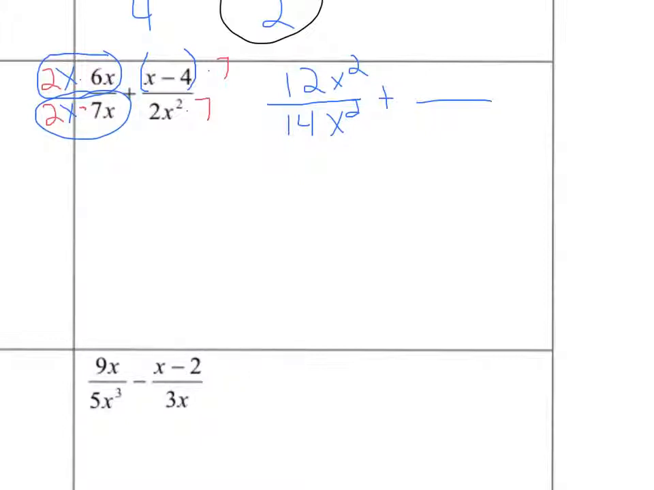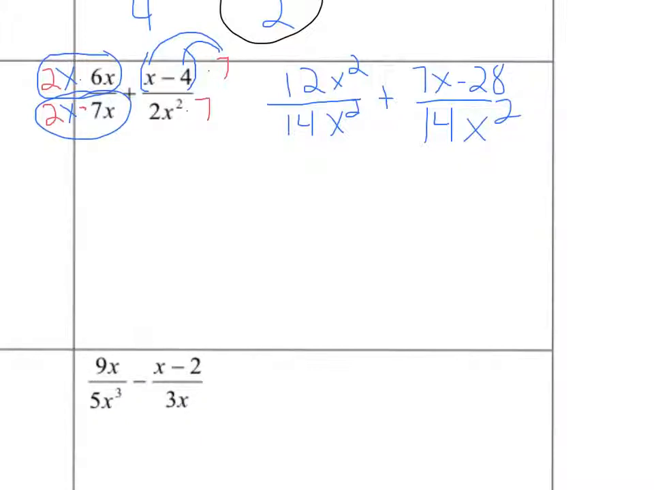In the second piece, I have x minus 4 times 7. That means I have to distribute the 7 to both of the values in the quantity. So 7 times x is 7x. 7 times negative 4 is negative 28. And then on the bottom I still have 7 times 2 is 14. And I still have that x squared.